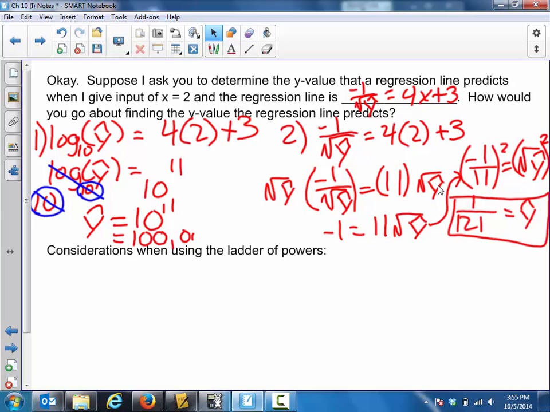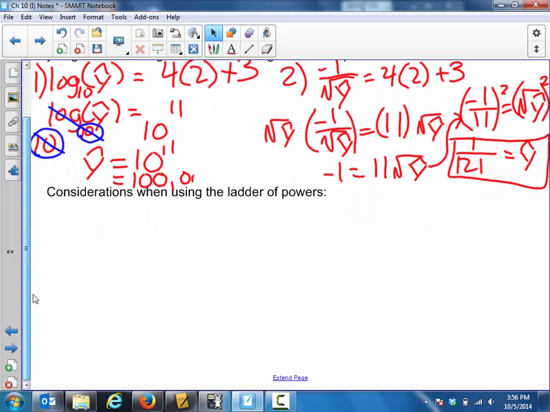Okay? So again, be careful. 2 years ago, I saw a lot of students make the mistake of thinking that whatever's on the left side is your predicted y value. Not the case. You're re-expressing the data so that it works for the model. That means you've got a little bit of tweaking if you plug in your x value to find what your y hat, your predicted y value, actually is. All right, now considerations when using the ladder of powers. This is going to wrap it up for these notes.